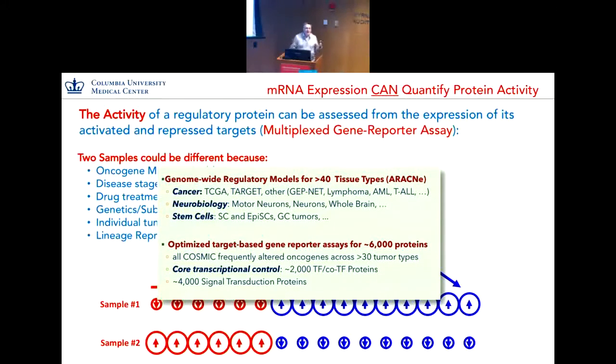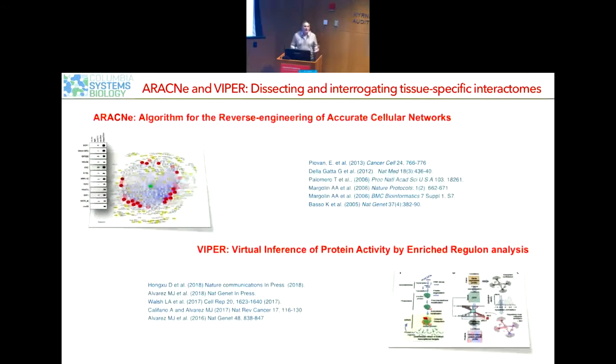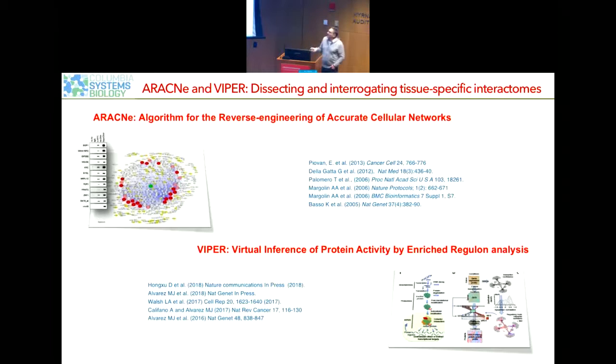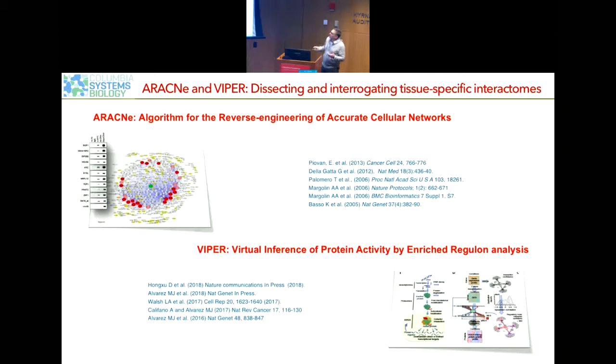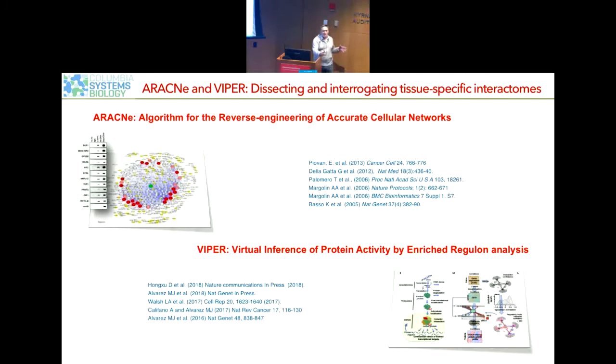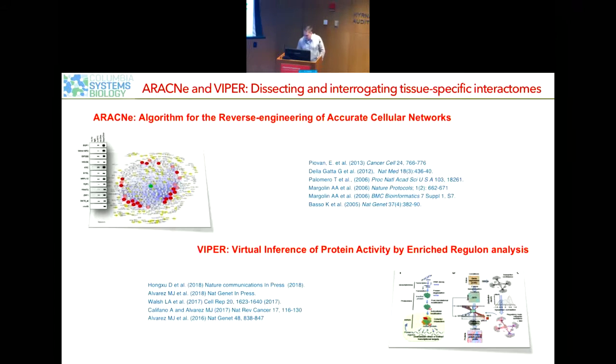So these two algorithms are essentially the staple of what we do. There are many others I'm not going to talk much about today, but basically ARACNe is the one that generates the regulatory network from a large collection of gene expression profiles, and VIPER, which was published about a year and a half ago in Nature Genetics, is the algorithm that can go from the gene expression to the activity of the proteins that regulate the gene expression, using the regulatory network built by ARACNe. All right, so let's see an example of how this works.